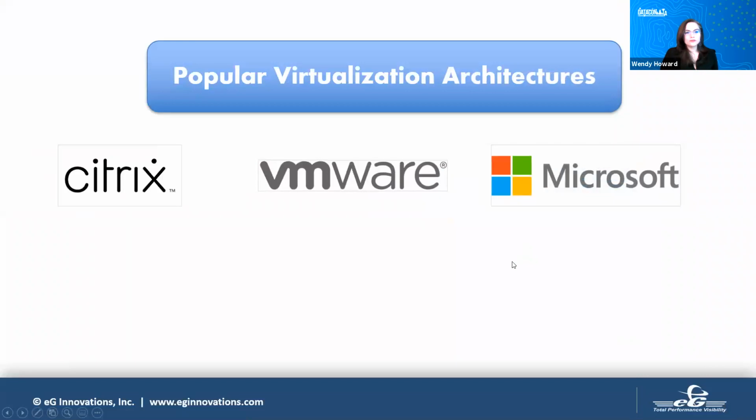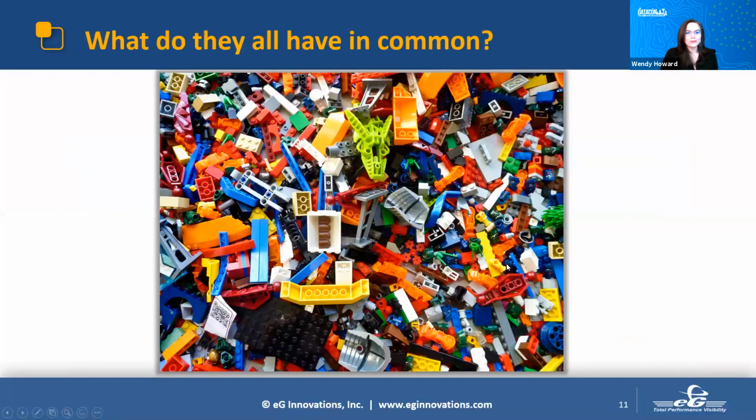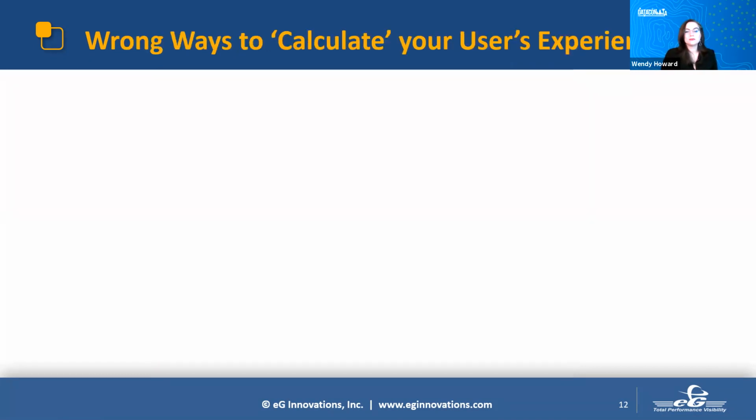Whew, that's a lot of information. So what do they all have in common? They're just big pieces to a puzzle that we really don't have time to put together, right? And dissect and then put back together. But what people are trying to do today is calculate user experience in all the wrong ways. So let's look at some of those ways that people are doing it incorrectly, and then I'll show you what I feel is the correct way.